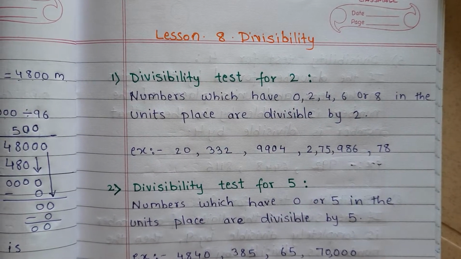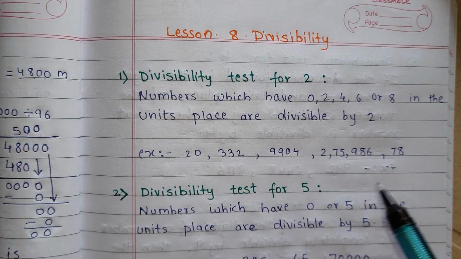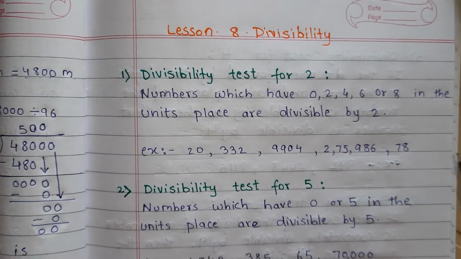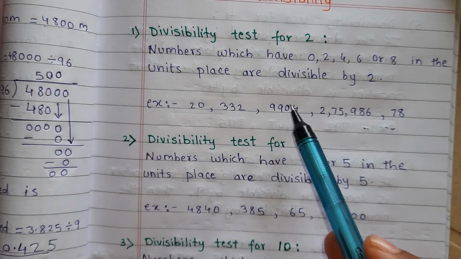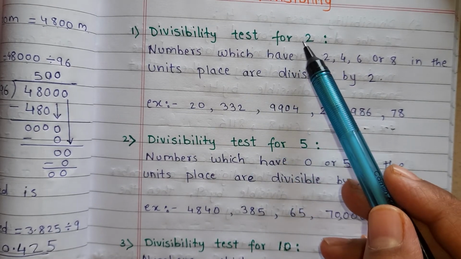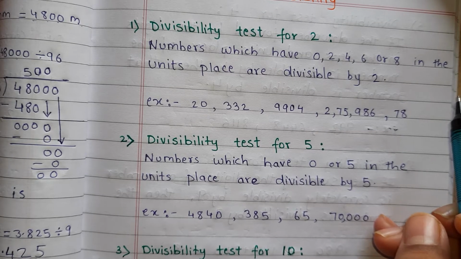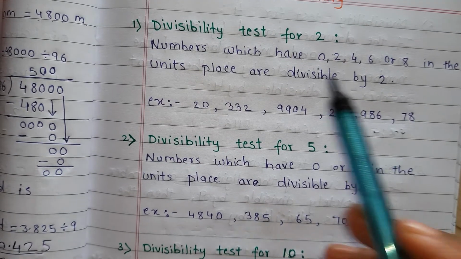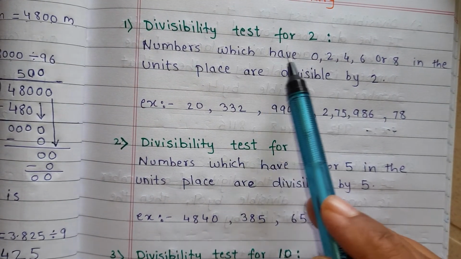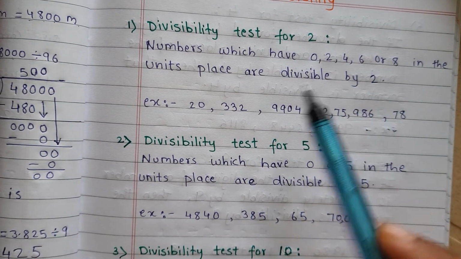Good morning, students. We are studying lesson number 8, divisibility. In the previous lecture, we have seen 4 tests of divisibility. Divisibility means what? Whether a given number is divided by the other number with remainder 0 or not. That we have to check by divisibility test. So we have seen divisibility test for 2: numbers which have 0, 2, 4, 6 or 8 in the units place are divisible by 2.